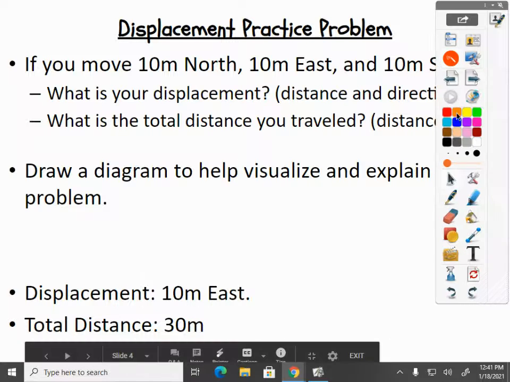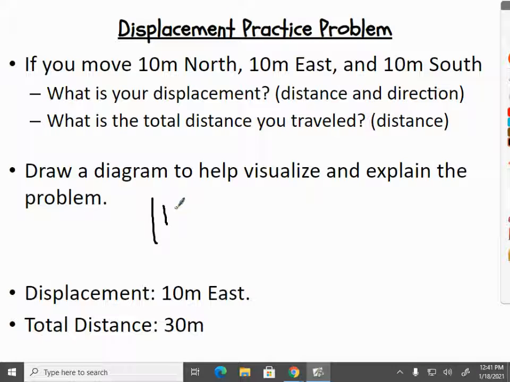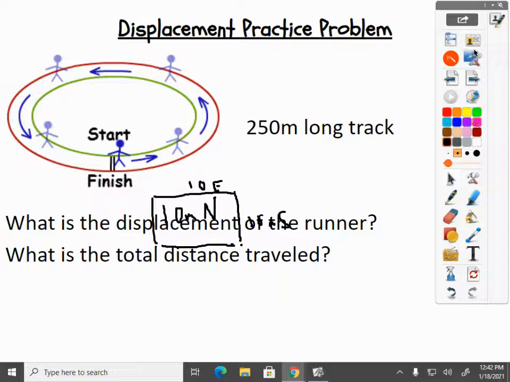Now, the diagram would be something like I went 10 meters north, I went this way, 10 meters east, and then I went back down south, 10 meters south. So my starting place is here and my ending place is here. So that means this is my displacement. Make sense? Moving on. Let's get rid of that mark.